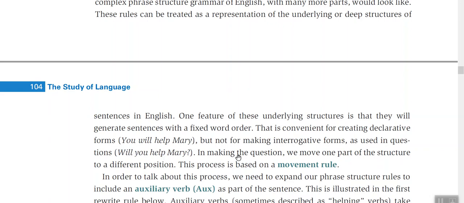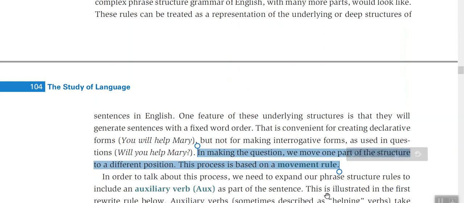Yes. In making the question, you see here, we move, this is the point, the whole gist of this. In making the question, we move one part of the structure to a different position. This process is based on a movement rule. Okay, so this is the definition, and this is the information about what a movement rule is. It means that we move part of the structure, a branch of the tree, to a different position, to the beginning.